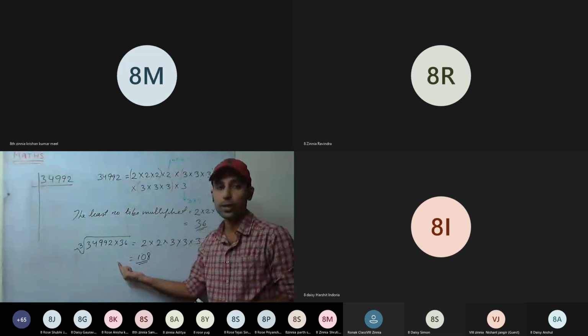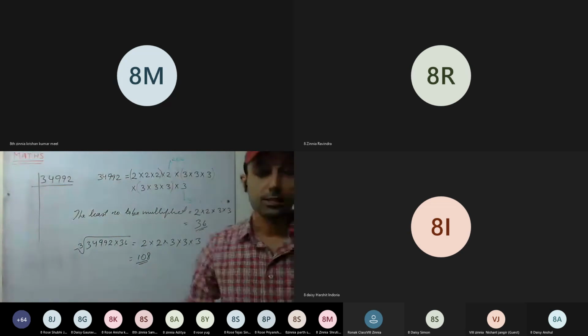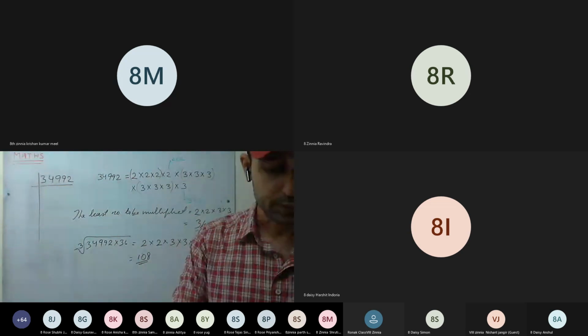So the cube of the product is 108. Is this clear? Okay. Third part you do as homework.